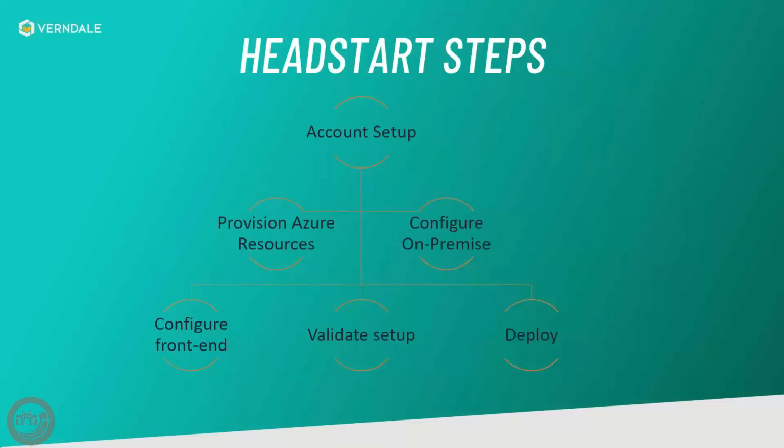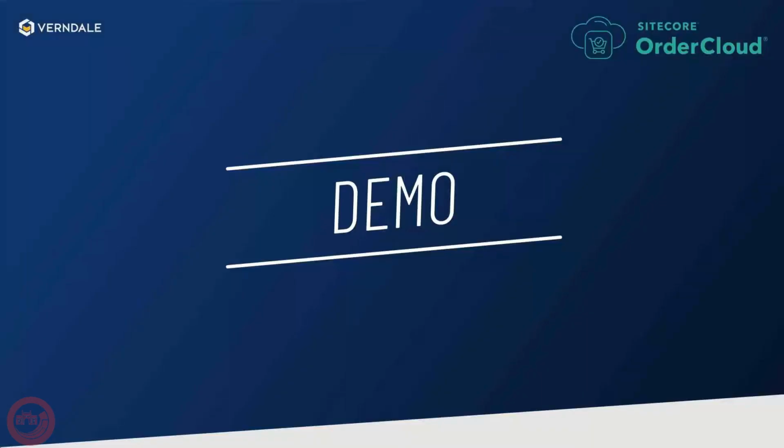So first you will have to have an account set up on the OrderCloud portal, and I will show you where that is. If you want to provision Azure resources, you can, or as I mentioned, you can just configure on-premise resources. Then you will configure the front end, then you would validate your setup, and then you can start playing around with it. Now I'm going to share my screen so that I can show you how that solution looks.